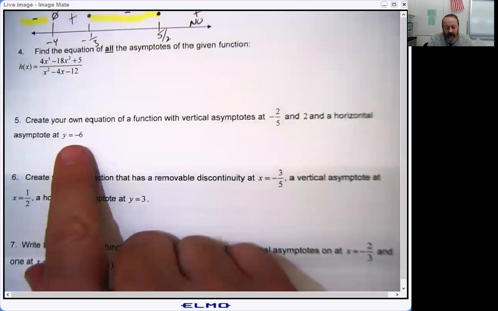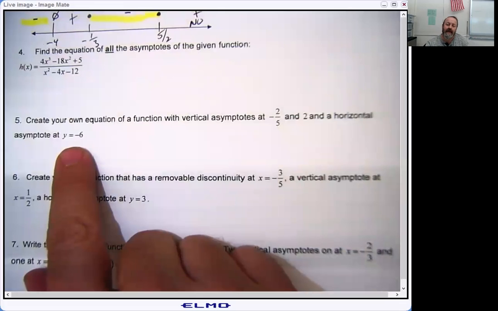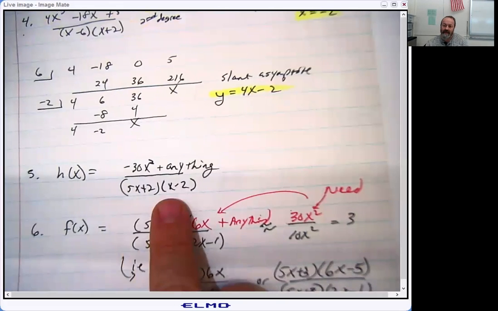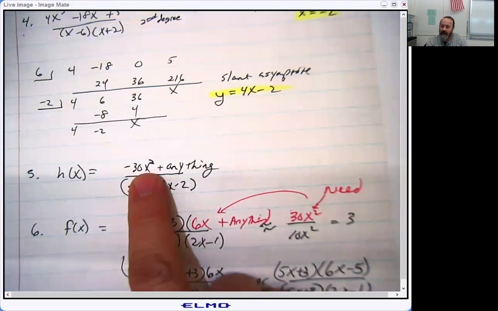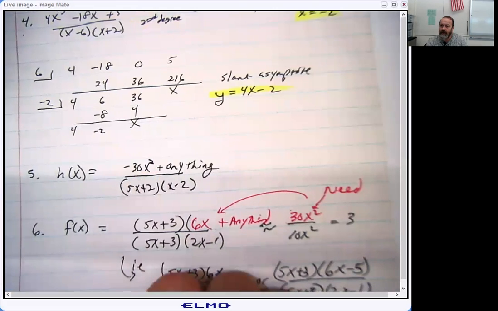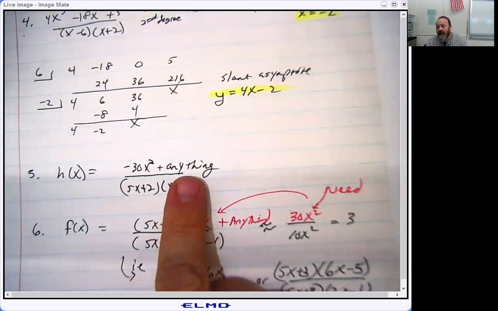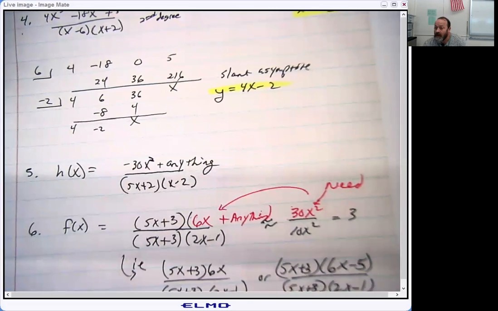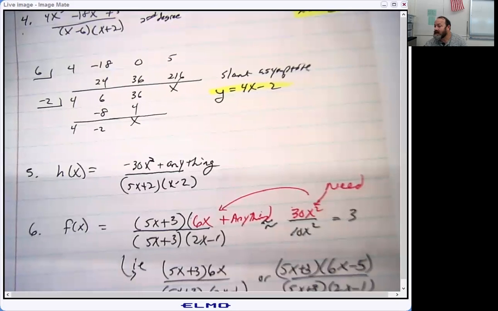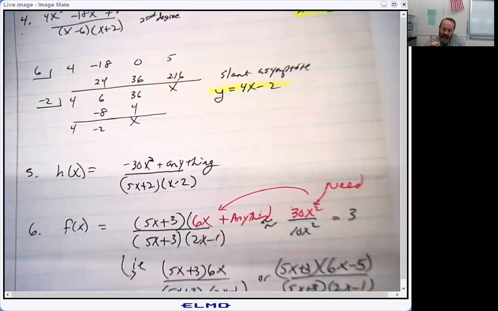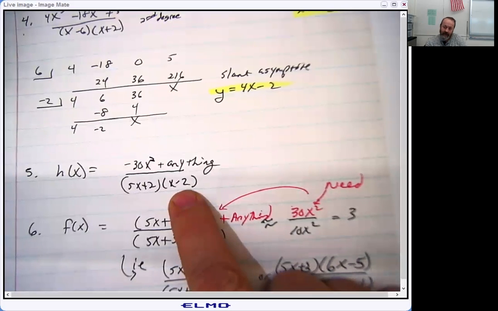Now, the interesting thing here is it says I want a horizontal asymptote at -6. We only get horizontal asymptotes when the powers of the numerator and denominator are either the same or the bottom is bigger. But since it's a number, I want them to be the same. So since the power of the bottom is like a 5x squared, I needed the top to be -30x squared to make that -6 happen. Now, the reason I said plus anything is it could be +0, +1, +6, +18, pretty much anything I want, as long as I didn't accidentally pick a factor that would cancel this out and make it removable.